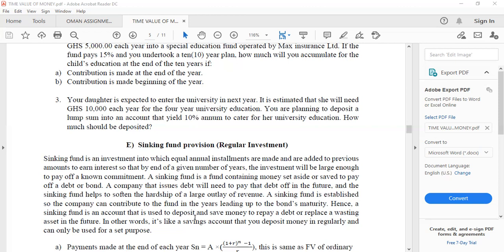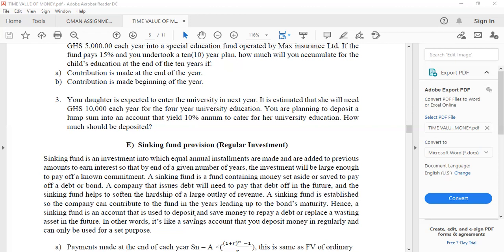So you have to be putting money into an investment at the end of every period, at the end of every year, every quarter, or every 6 months, towards the repayment of that particular loan or that amount of money that you are owing the person. That is a sinking fund.